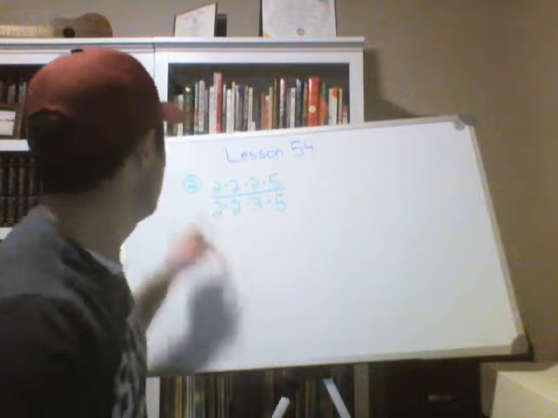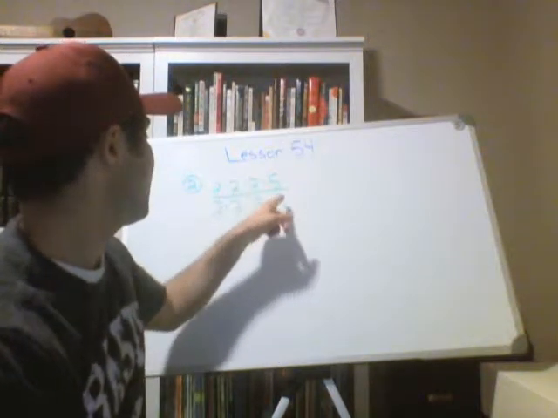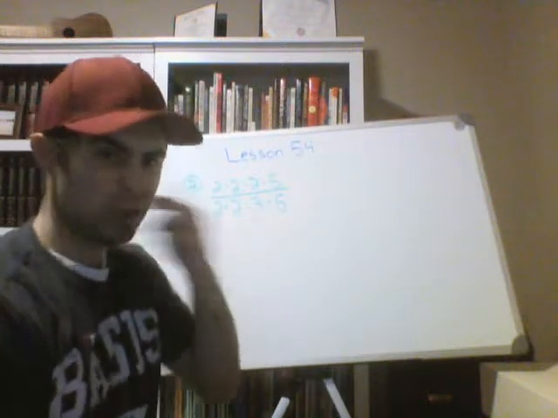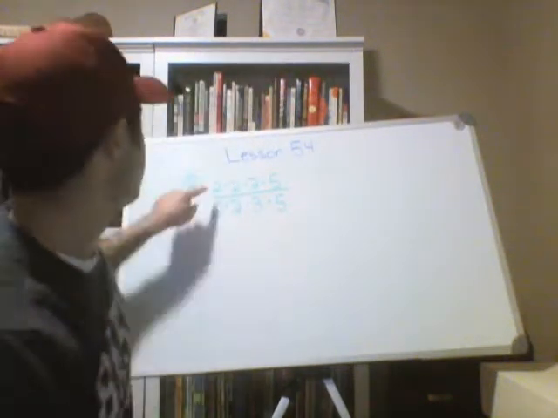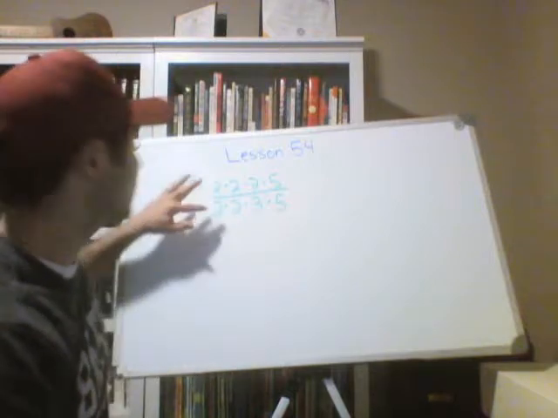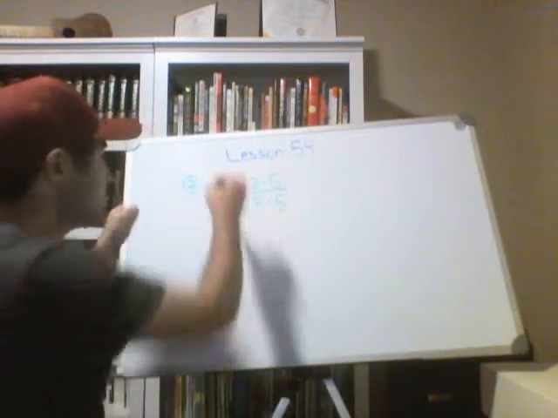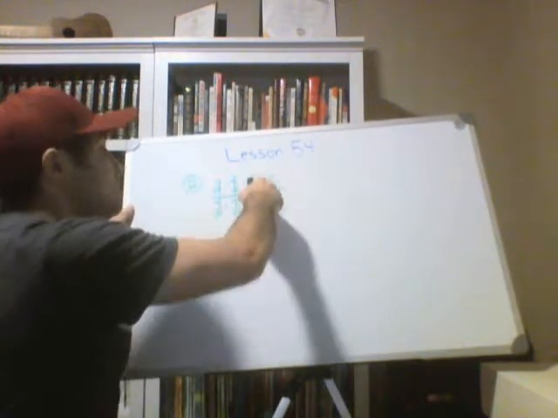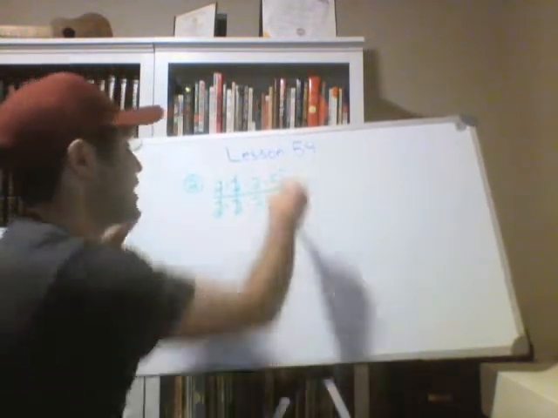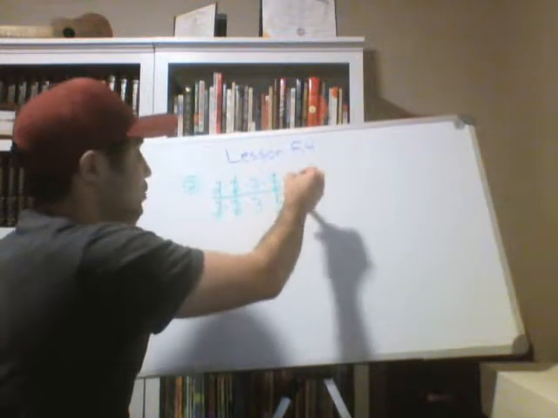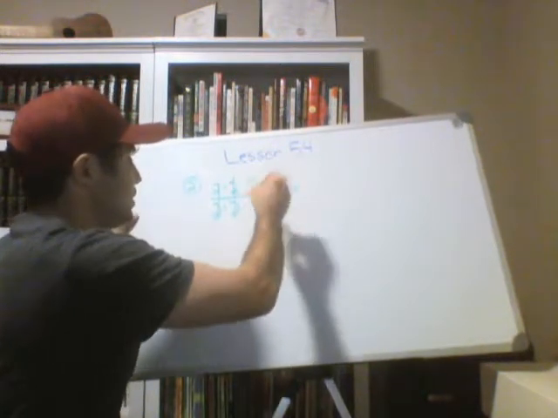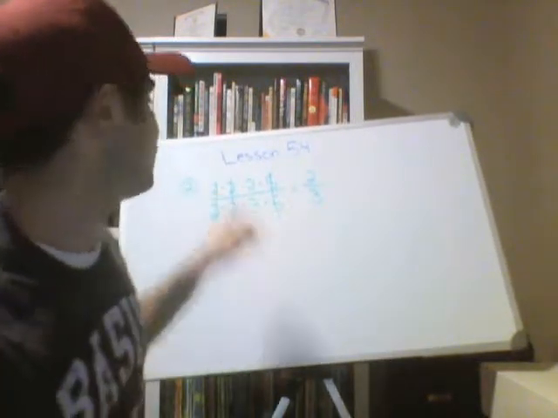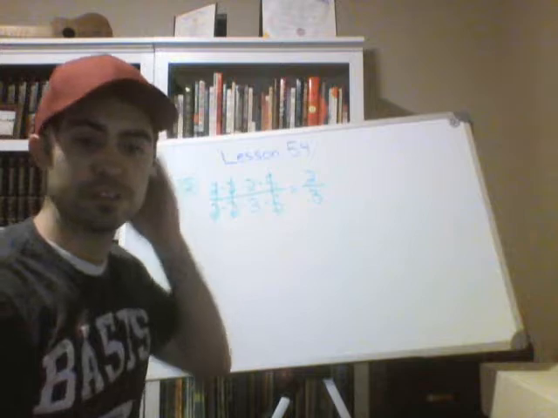Alright, here's another problem. 2 times 2 times 2 times 5 over 2 times 2 times 3 times 5. So you just look for numbers that are paired up. The pair has to be the same number. This 2 and this 2 are paired up, so they cancel out, becomes a 1. Same with these two, they cancel out, becomes a 1. Then you have a 2 and a 3, nothing happens, and the 5s cancel out. So all you have left is a 2 in the numerator and a 3 in the denominator. So the answer to this problem is 2/3. Very easy.